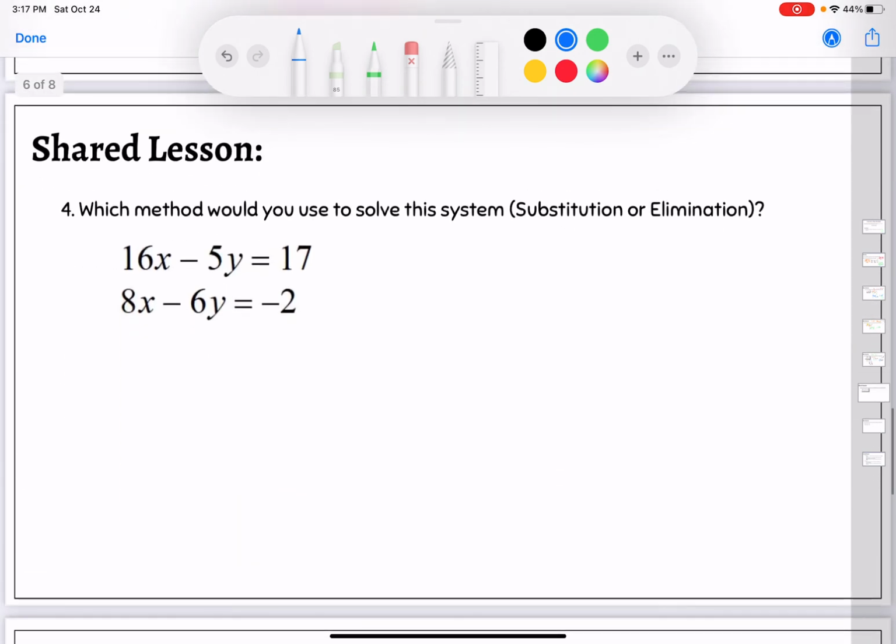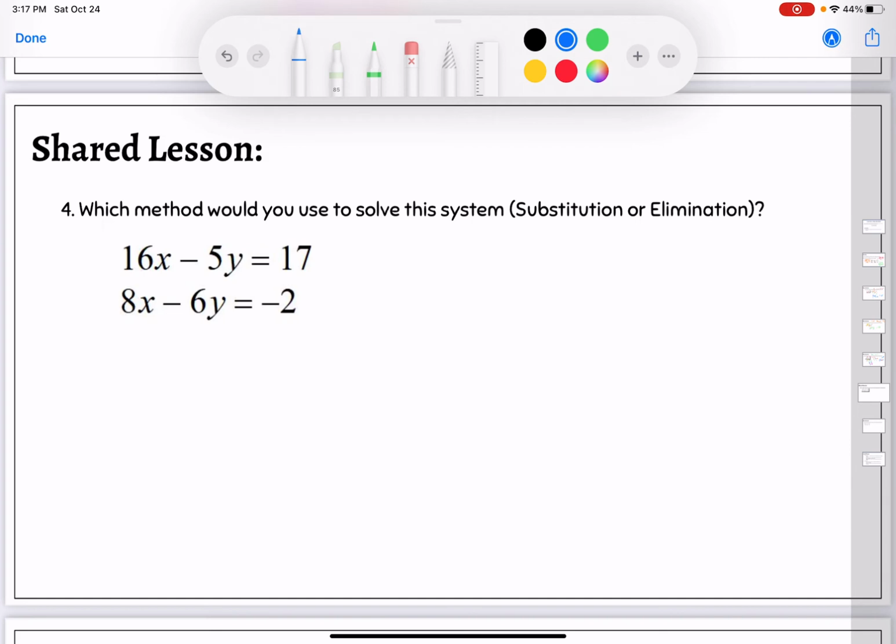All right, let's take a look at number 4. Which method on this system, substitution or elimination? 16x minus 5y equals 17. 8x minus 6y equals negative 2. All right, this one I think it's got to be elimination. I'm thinking there's no way that I could move one thing and get an x or y by itself. No matter what, I'd have to move one thing to the other side and then divide.